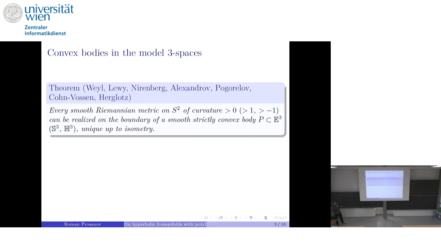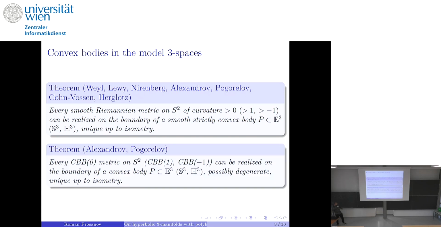So it's natural to expect that there can be a common generalization of them. And indeed, in the works of Alexandrov and Pogorelov, a common generalization was obtained. So Alexandrov was interested in finding a complete intrinsic description of the induced metric on the boundary of any convex body, which might be neither smooth nor polyhedral.